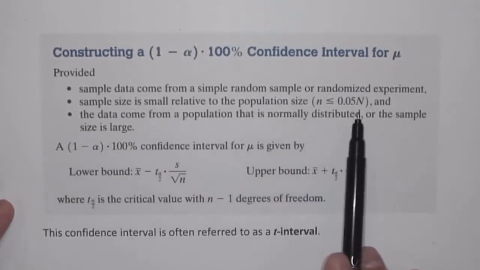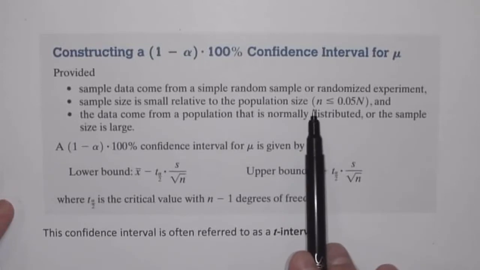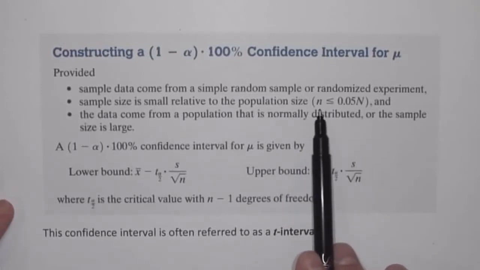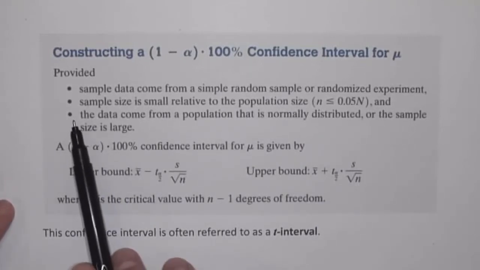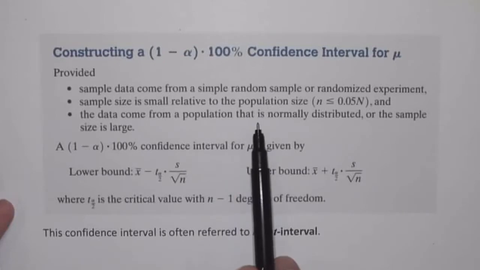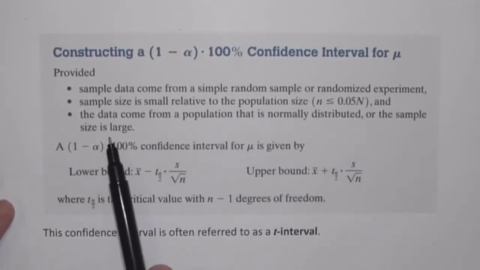And the reason for that is we need independence. So we want the individuals in our sample to be independent. And so we verify that by making sure that the sample size is not too big relative to the size of the population. 3. The data come from a population that's normally distributed, or the sample size is large.